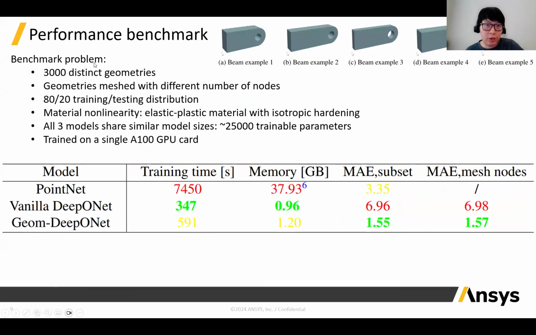So let's look at a performance benchmark here. In the performance benchmark problem, we are looking at 3,000 distinct geometries.